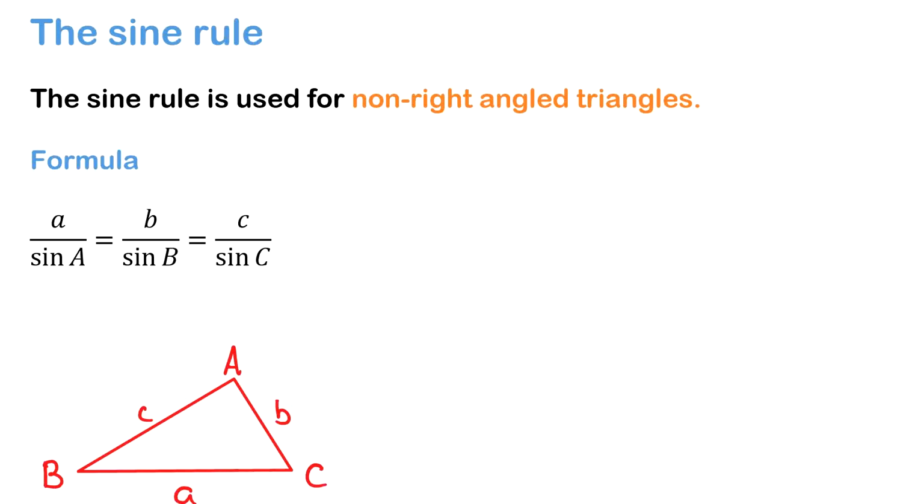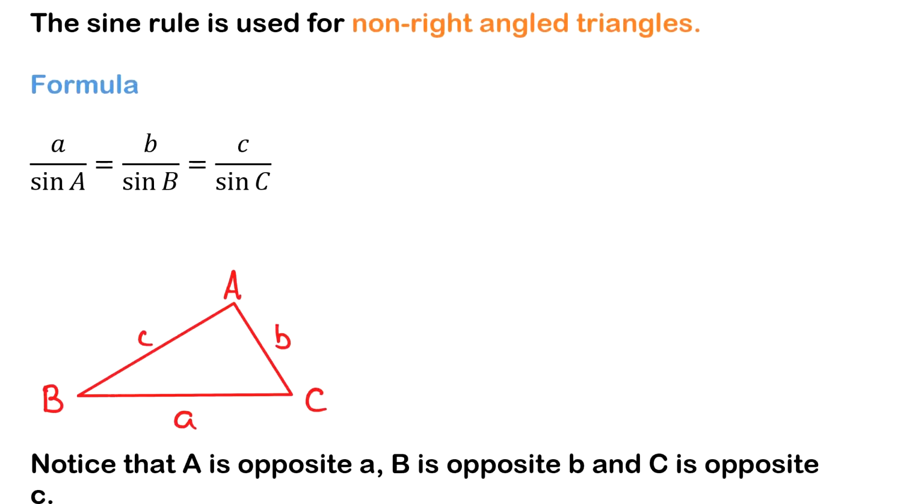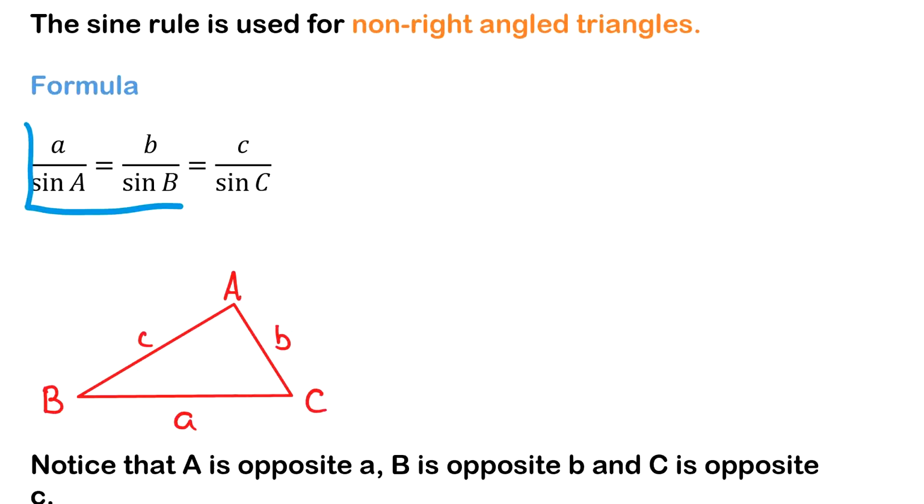And the sine rule is a over sine A equals b over sine B equals c over sine C. But in saying that, the most commonly used version is just these front two: a over sine A equals b over sine B. Now, you might be asking, where's a, where's b, where is all this coming from?